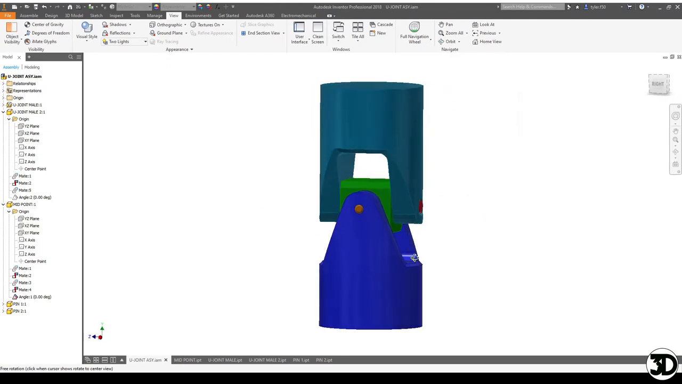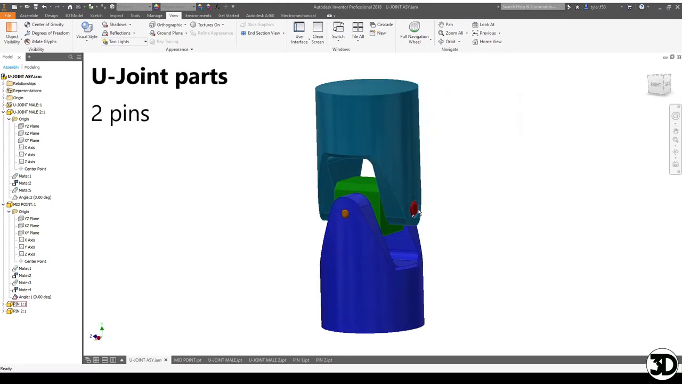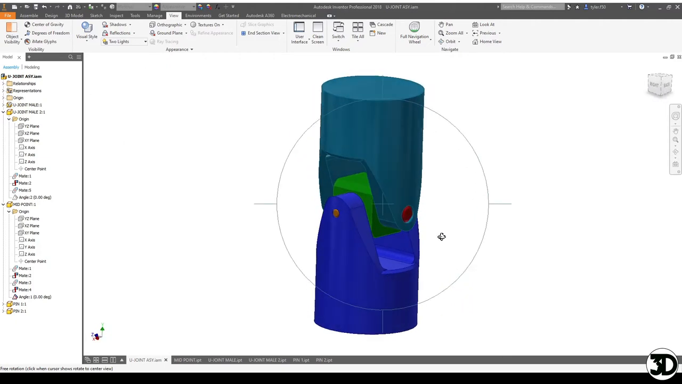And as you can see, it's comprised of five parts. Two pins, one's red, one's orange, a center piece, which is green, and then a light blue and dark blue bodies, I guess we can call them. They're the pivot points.